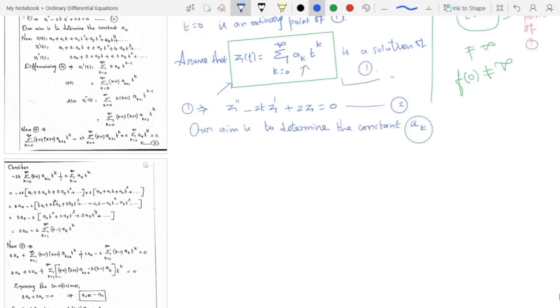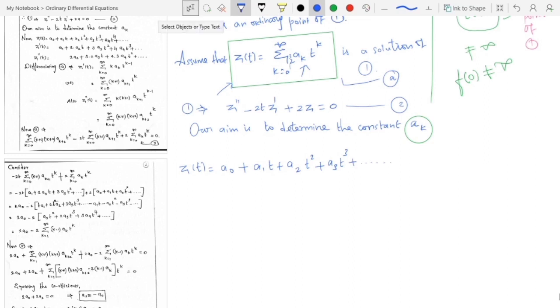Let the assumption be equation A, and expanding z of t: z of t is equal to summation k varies from 0 to infinity. First k equal to 0 gives a_0 t to the power 0, that is a_0, plus k equal to 1, then 2, 3 and so on up to infinity. So replacing k by 1, a_1 t to the power 1, plus k equal to 2, a_2 t squared, k equal to 3, a_3 t cubed, plus and so on.